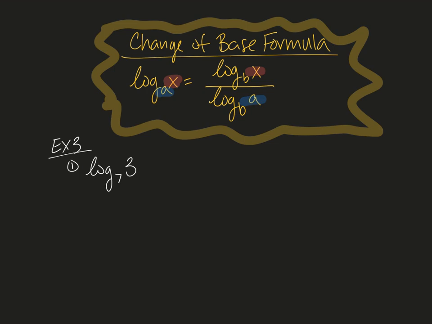Now, if we tried to do what we did in example 2, we'd end up with 7 to the power of what equals 3? Well, that's kind of hard to do. I know that 7 to the first power equals 7, and I know that 7 to the 0 power equals 1. So 3 falls in between 1 and 7, but I don't know exactly what value x is. It's got to be some decimal, right, that is in between 0 and 1. So this is why we would use the change of base formula.